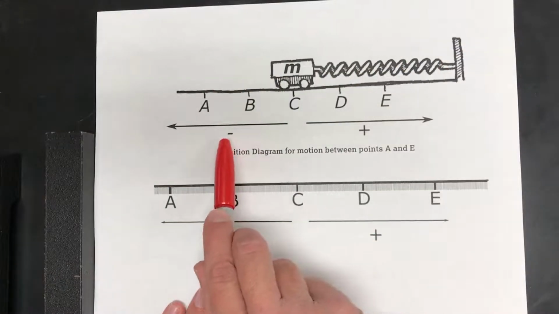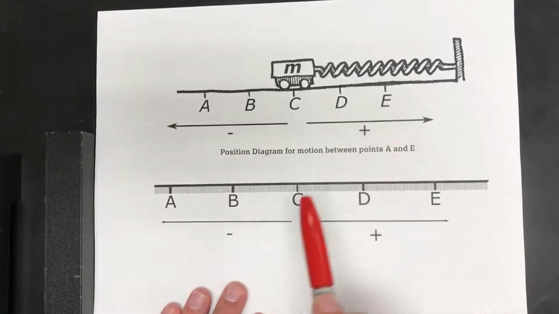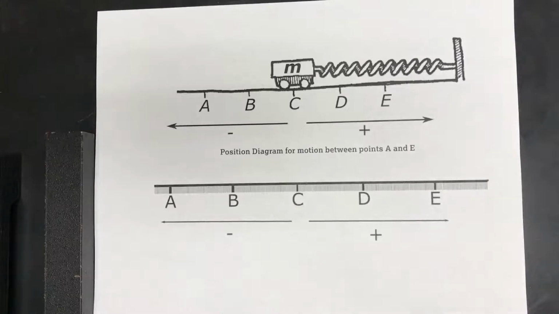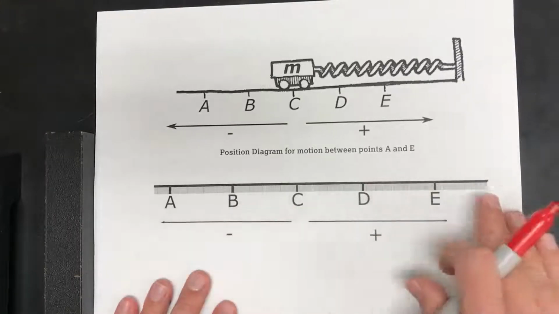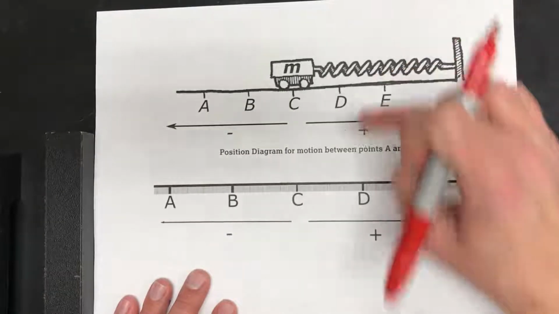They're calling to the left of C negative here and to the right of C positive. And the first thing they said, they wanted a position diagram for the motion between points A and E. So we pull out here again, we let it go. It's going to start to go over here where it comes to a rest.